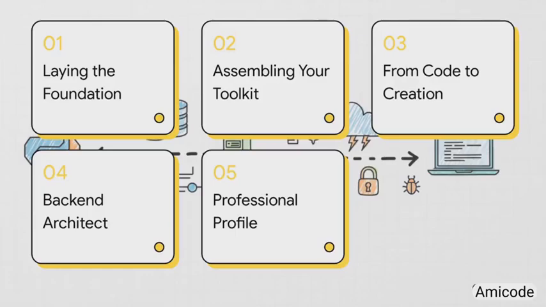Okay, so our journey is broken down into 5 simple phases. First, we're laying the foundation. Then we'll assemble our toolkit. After that, it's time to go from code to creation. Phase 4 is all about becoming a back-end architect. And finally, we'll polish up that professional profile to get you job ready.